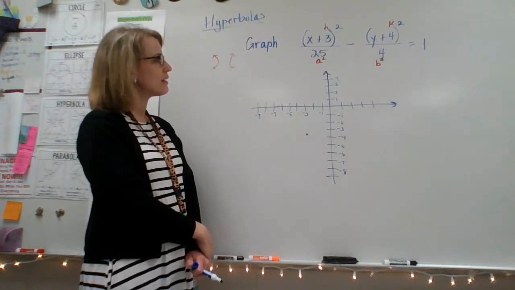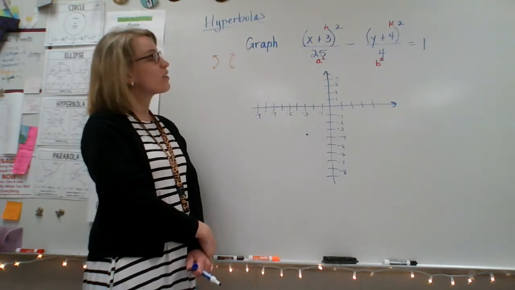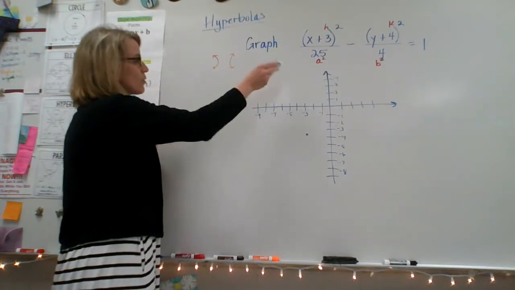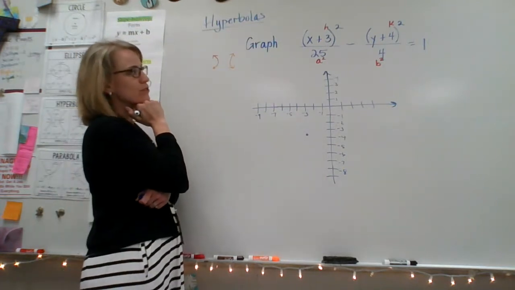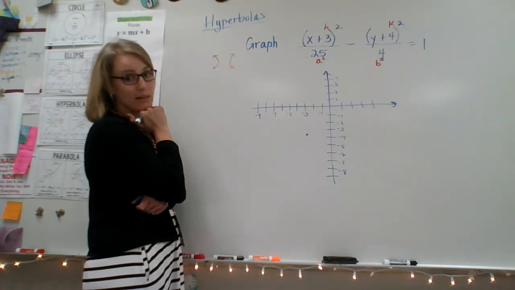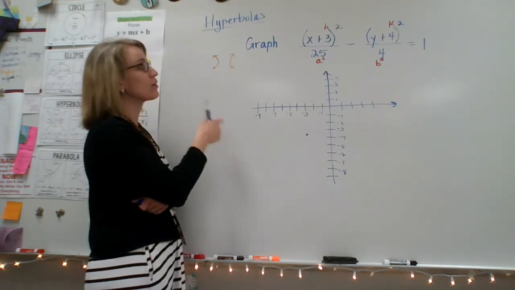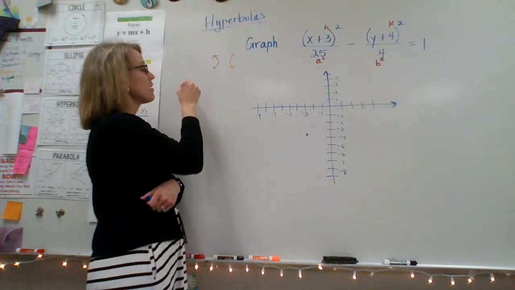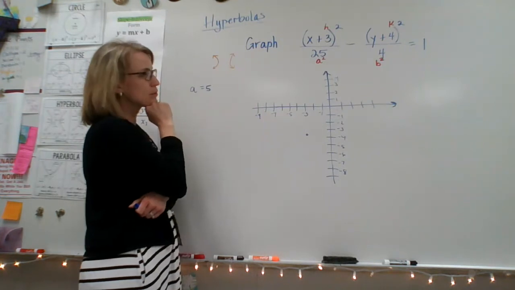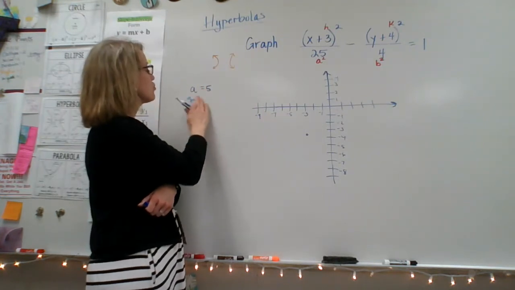Let's go ahead and figure out what our center is going to be. But before we even do that, we can determine what A, B, and C are. So A squared is going to be on your fraction where your x is, because according to the format, that's just how it goes. Your positive fraction has your A squared value on the denominator. So if A squared is 25, then A is 5. Similarly, if B squared is 4, then B is 2.